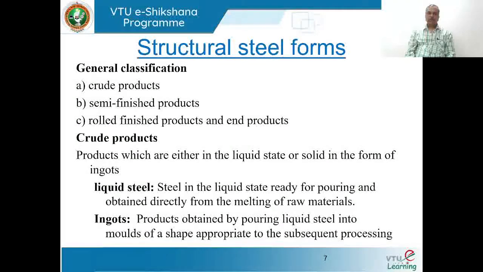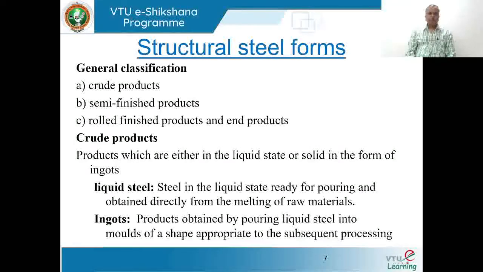Liquid state is nothing but a state ready for pouring and obtained directly from the melting of raw materials. This is the manufactured steel in the molten condition, where the temperature of the steel is close to 1300 to 1600 degrees and things like that. When this liquid steel is poured into certain molds of specific shape, you get the hardened steel of that particular shape, and that is generally referred to as the ingot.